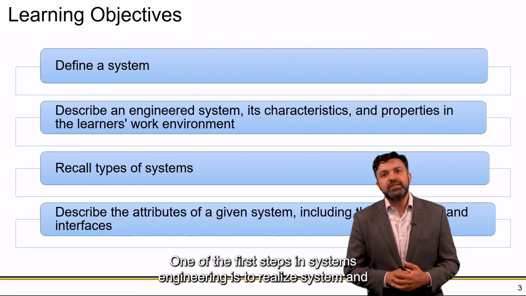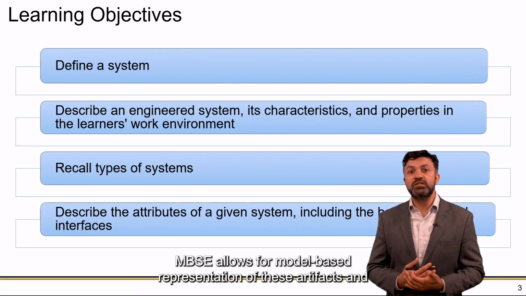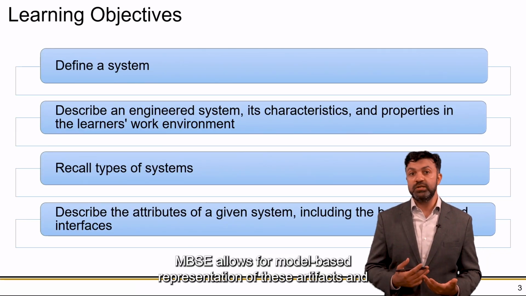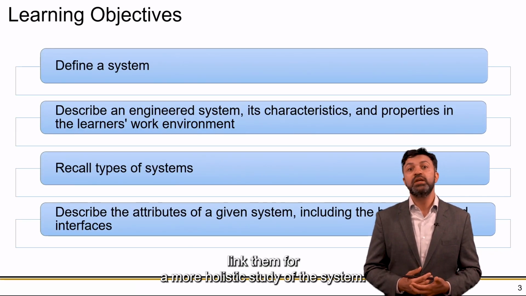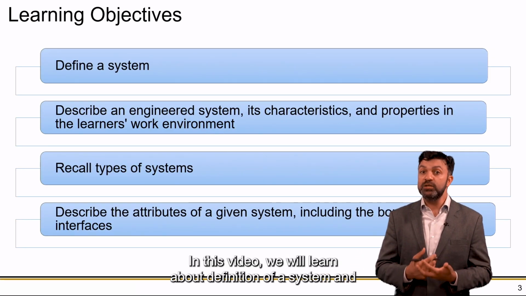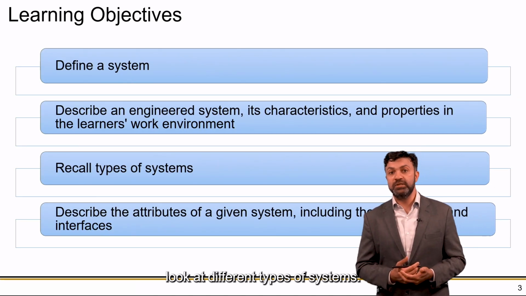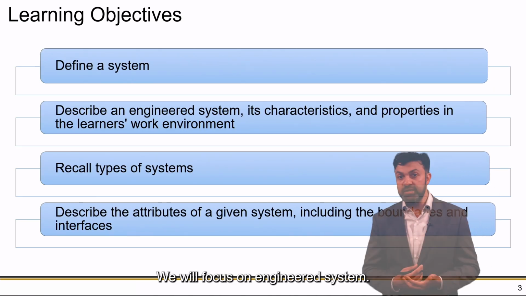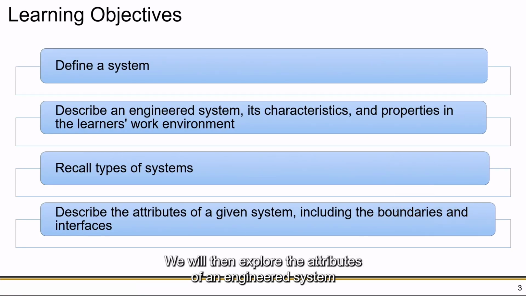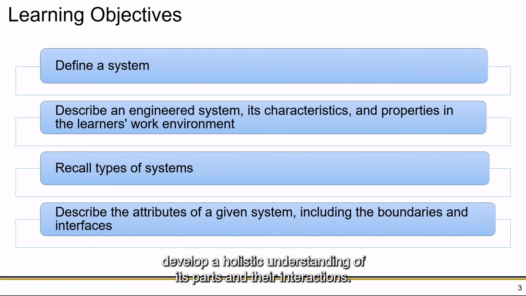So one of the first steps in systems engineering is to realize a system and its attributes. Model-based systems engineering allows for model-based representation of a system and its attributes and links them for more holistic study of systems. In this video, we will learn about the definition of a system and look at different types of systems with a focus on engineering systems. We will then explore the attributes of an engineering system that will help us distinguish the system from its surroundings and develop a holistic understanding of its parts and their interactions.